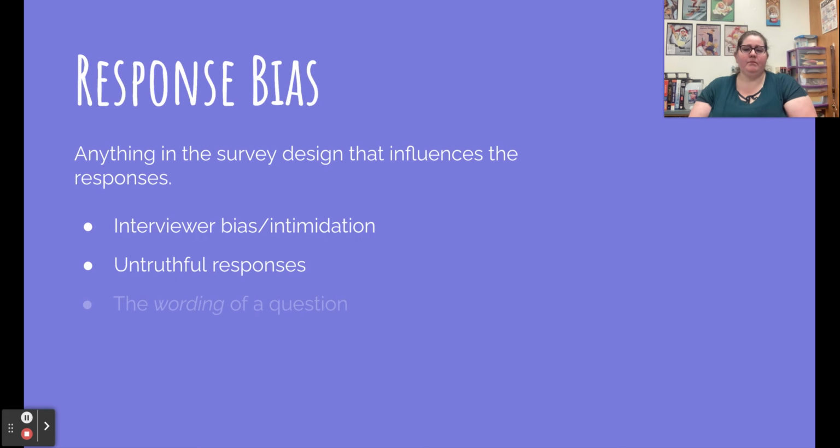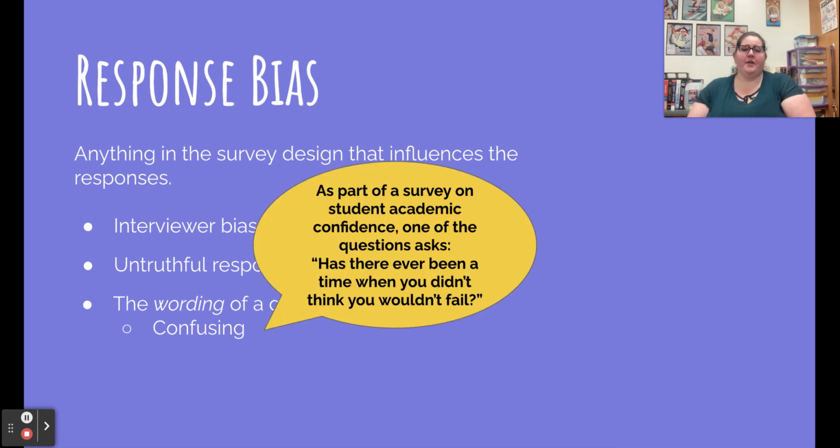The wording of a question could be either confusing or very leading in one direction or the other. So confusing: as part of a survey on student academic confidence, one of the questions asked, has there ever been a time where you didn't think you wouldn't fail? It's very double negative-y and it's very confusing. So do I answer yes or no to that question? People might be answering one way when they mean to answer the other way. So we end up with survey results that are biased.